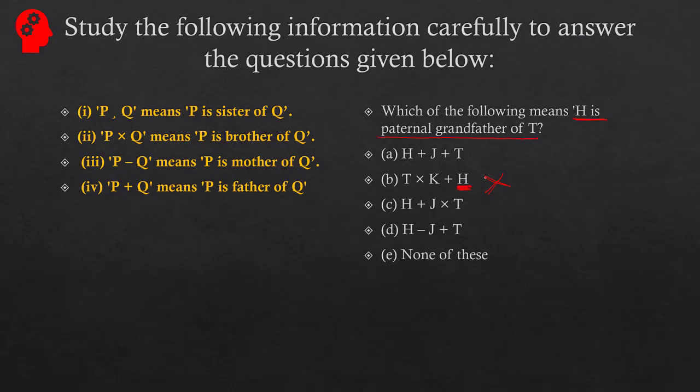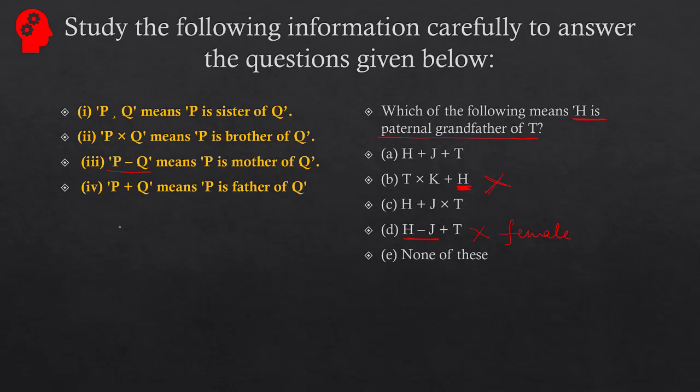Now look at option D. Here H minus J. Minus is defined as H is mother of J. So from here H will come out to be a female. So again that cannot be my answer. Now I only have to check option A and option C.